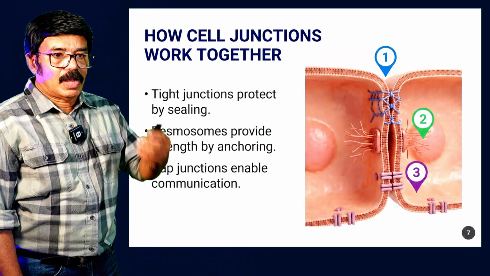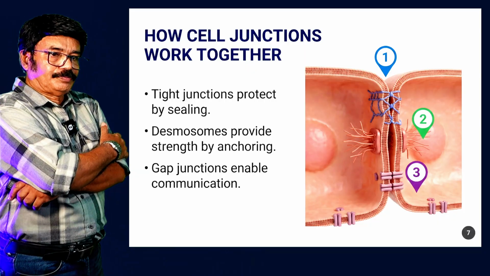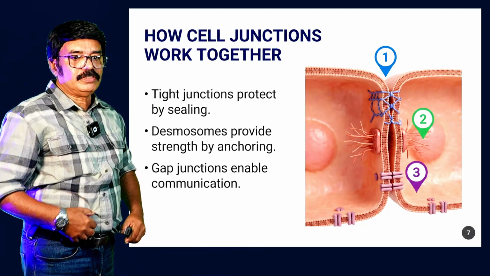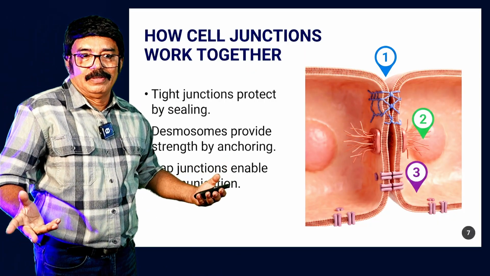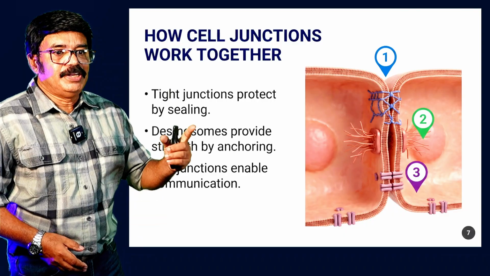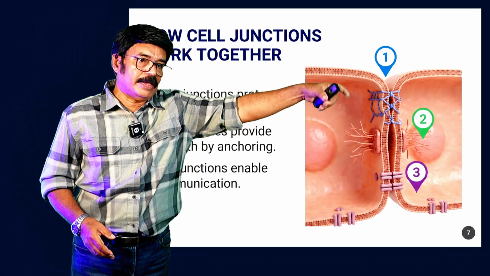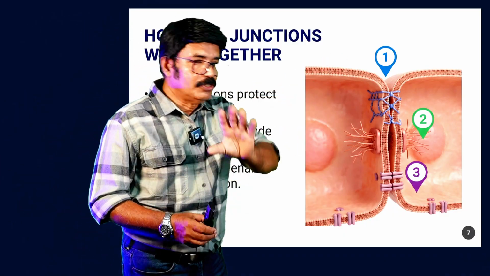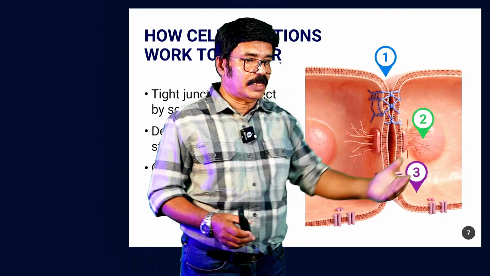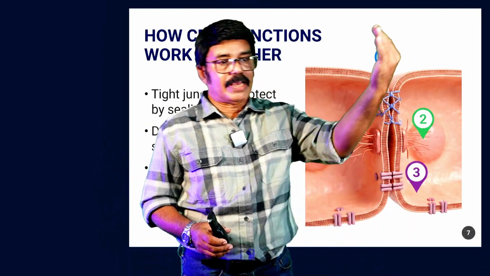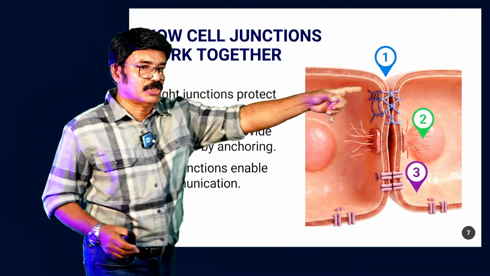How cell junctions work together: tight junctions, desmosomes and gap junctions work together as a team. Tight junctions protect by sealing. So this is epithelium, this is skin, you just think. The liquids cannot come out because of tight junctions.